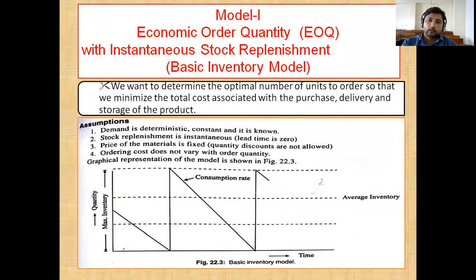No? Then write down the first model heading, model number 1. Economic order quantity, inside bracket EOQ, with instantaneous stock replenishment. This is the basic inventory model.